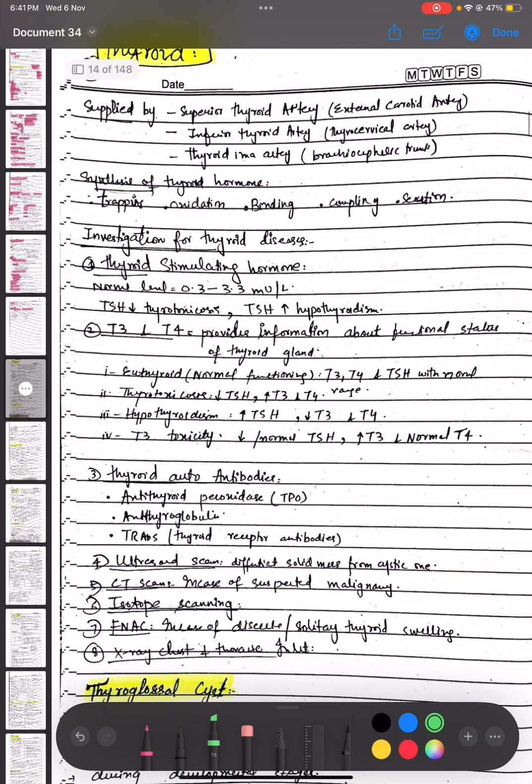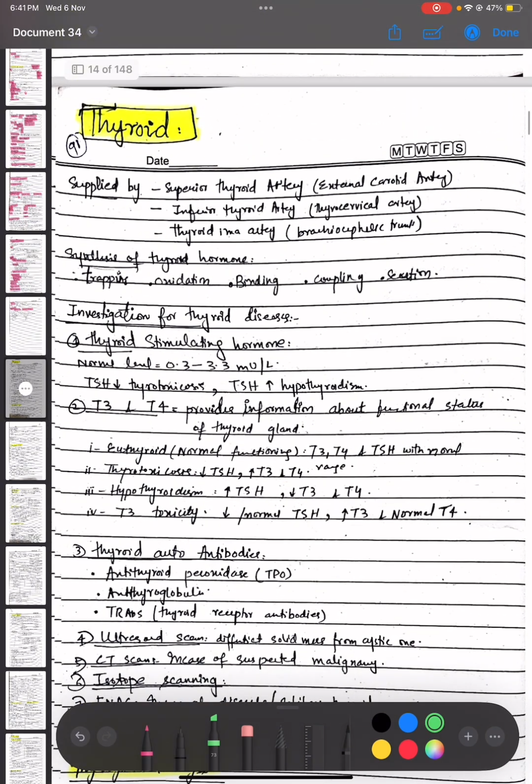Okay, thyroid is supplied by superior thyroid artery, inferior thyroid artery, and thyroid ima artery. Superior thyroid artery is from external carotid artery, inferior thyroid artery is from thyrocervical artery, and thyroid ima artery is from brachiocephalic trunk. Now, what is the synthesis of thyroid hormone?